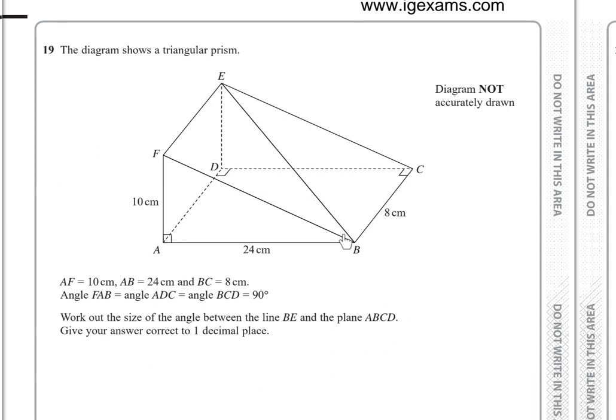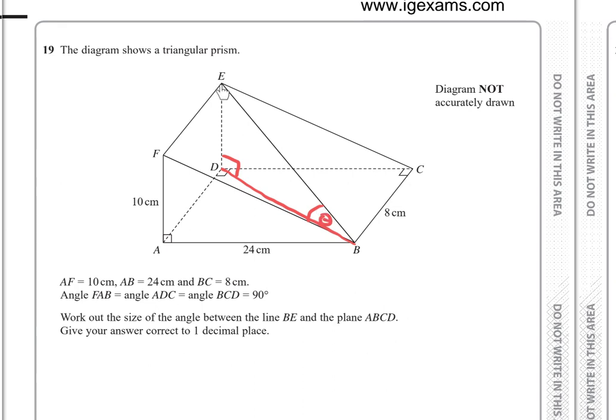this line intersects the plane at B. And from the other point E, drop a line perpendicular to the plane, which will intersect the plane at D. Now you need to join BD. Then find the angle between BD and BE. So we need to find this angle. This is a right angle triangle.